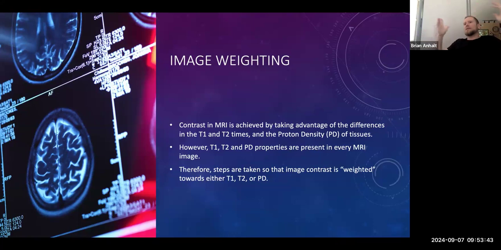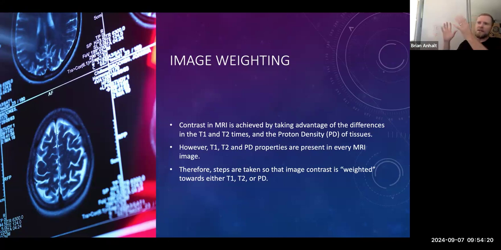Also, how many protons are there to begin with is going to determine how much overall signal we could start off with. The reason we call it weighting, though, is because T1, T2, and proton density properties exist in every image. We can't get rid of them all. We can get rid of T1 weighting if we wait long enough. But typically, these properties are going to exist in every image contrast. What we do is take the steps to weight the image towards a contrast that is defined more by T1, T2, or proton density, if that makes sense.